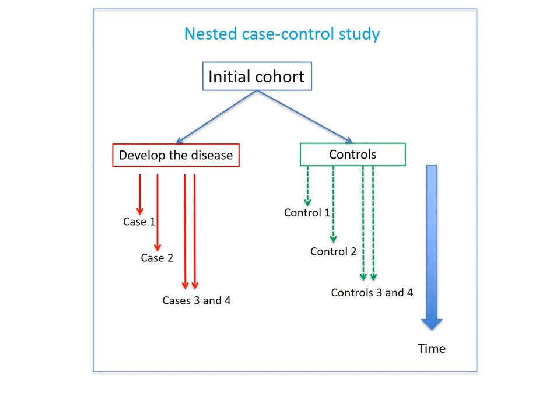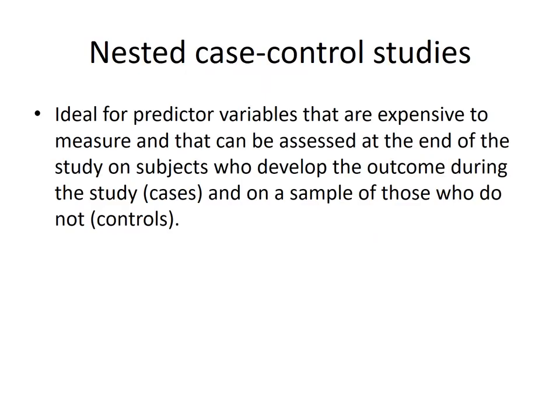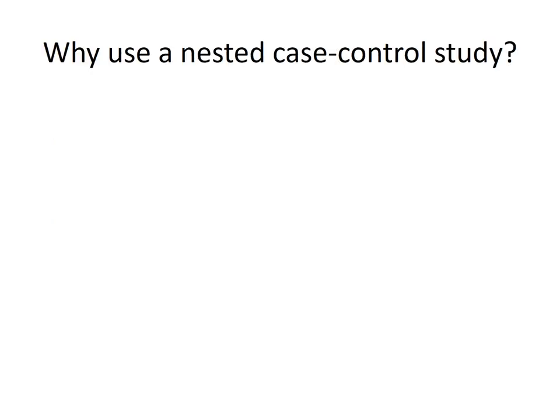So we have subjects who develop a disease, not the main disease that we were looking for in the hypothesis of the cohort, but other conditions, and patients who don't develop the disease. So we have cases and controls, and we can go retrospective to assess the exposure related to this disease. So it's ideal for predictor variables that are expensive to measure and that can be assessed at the end of the study on subjects who develop the outcome during the study, the cases, and on a sample of those who don't develop the outcome, the controls. Why use a nested case control study?